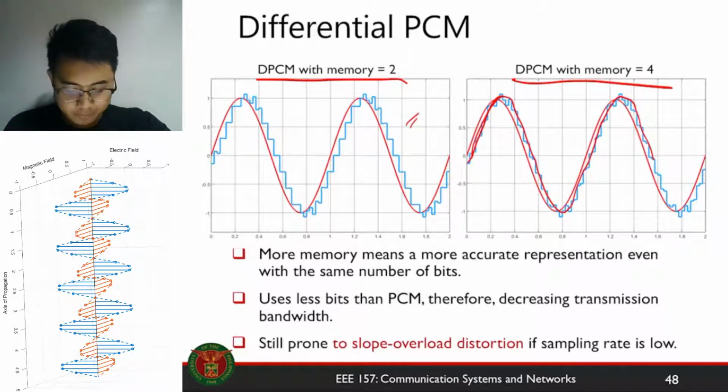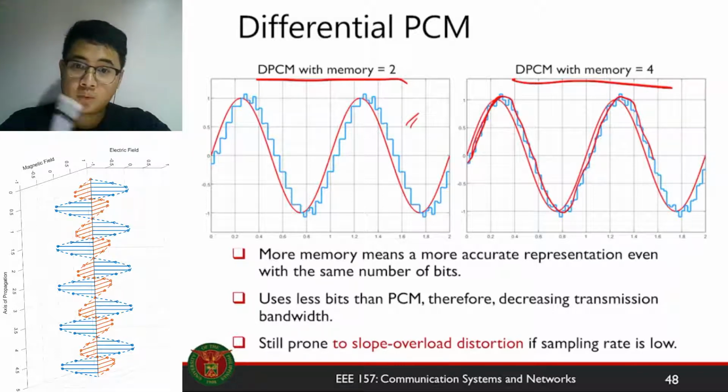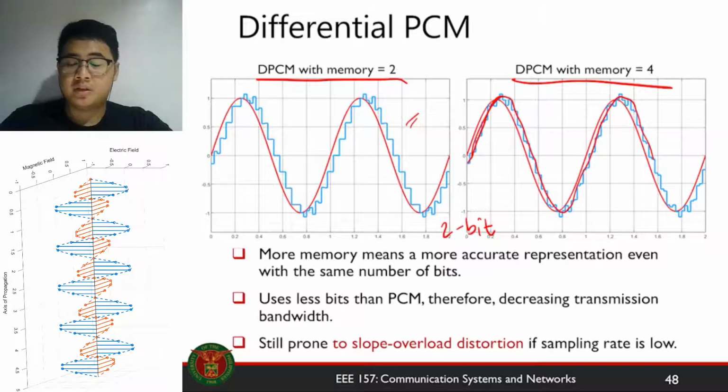Okay, so if you have more memory, you have a more accurate representation even with the same number of bits in the quantizer. For these two, you have a 2-bit quantizer. Okay, you will see this in the simulation. It uses fewer bits than PCM, therefore you're decreasing your transmission bandwidth. But it's still prone to slope overload distortion if the sampling rate is low. So this is still similar to the delta modulator.